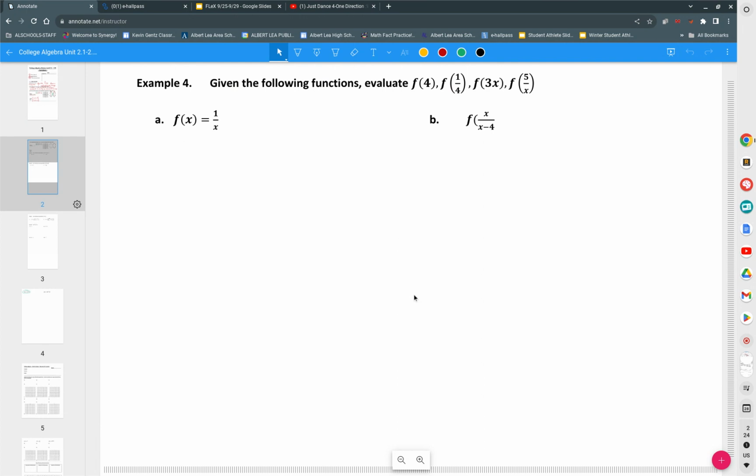Good job. Decide between you and your partner who's got longer hair, who has shorter hair. Person with shorter hair, you gotta say it first. Ready, set, go. A relationship in which every element of the domain corresponds to exactly one element. Oh wait, no. All right, together. A relation in which every element of the domain corresponds to exactly one element of the range.